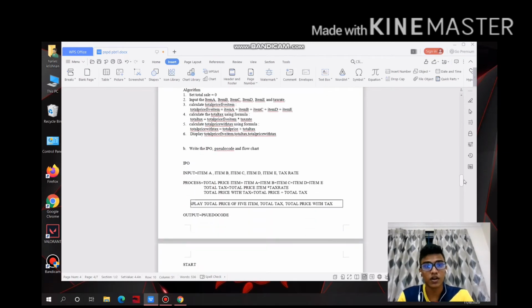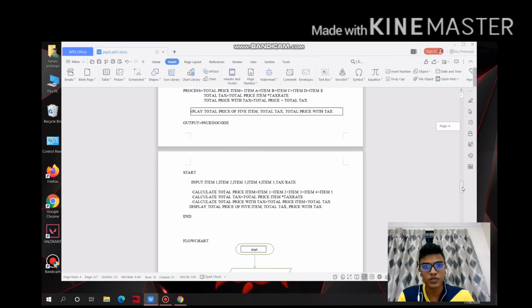And then for the IPO, the input is all of the items as we listed previously. The process is we need to calculate the total price of items, the total tax and the total price with tax. And then for the output, we need to display total price of 5 item, total tax and total price with tax, as there is in the box below.